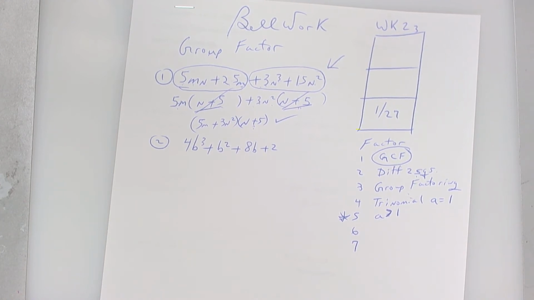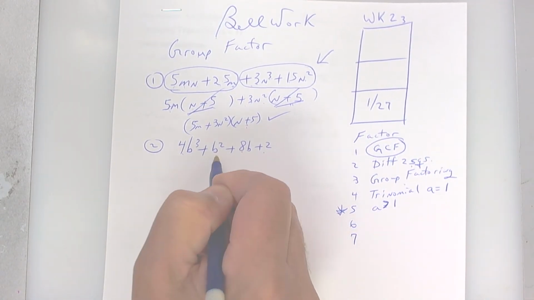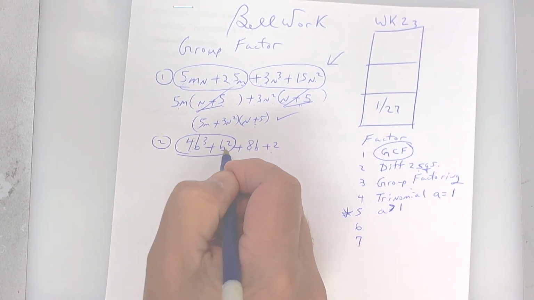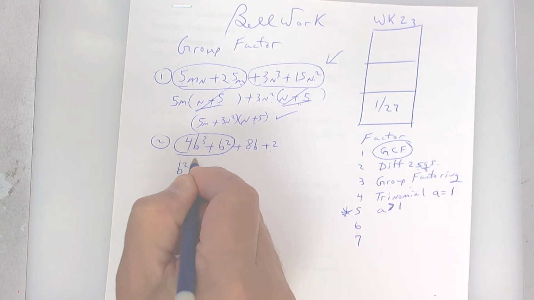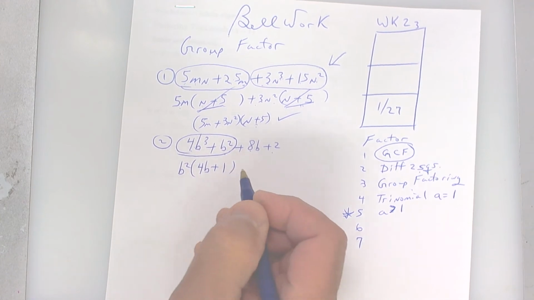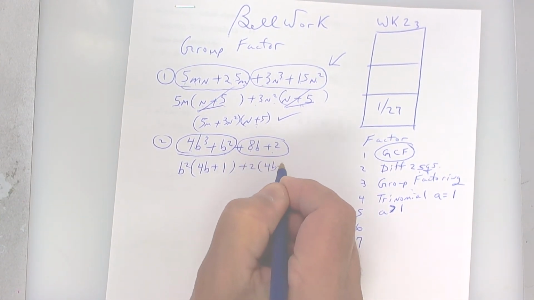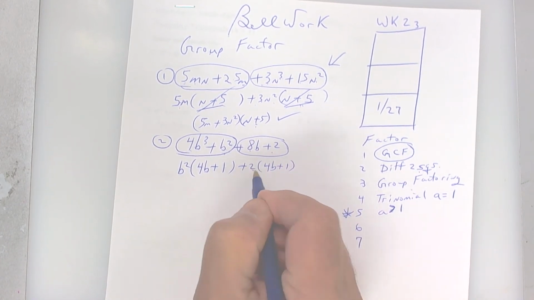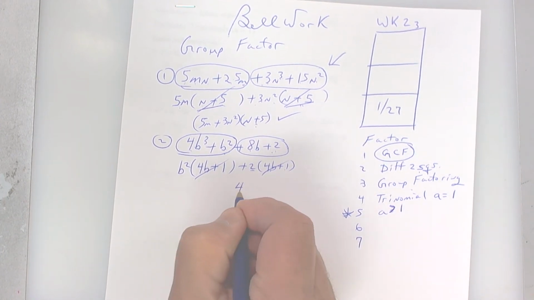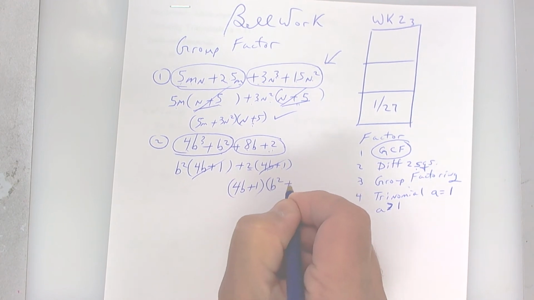All right, one more. These two, there's a 2, a 2, a 2, but no 2, but you always have to check. Here I'm going to take out 2 b's, so b squared. So I'm left with 4b plus 1. Here I'm going to take out a 2. I'm left with 4b plus 1. Check it. 2 times 4 is 8. 2 times 1 is 2. Now you take out the 4b plus 1, and you're left with b squared plus 2.